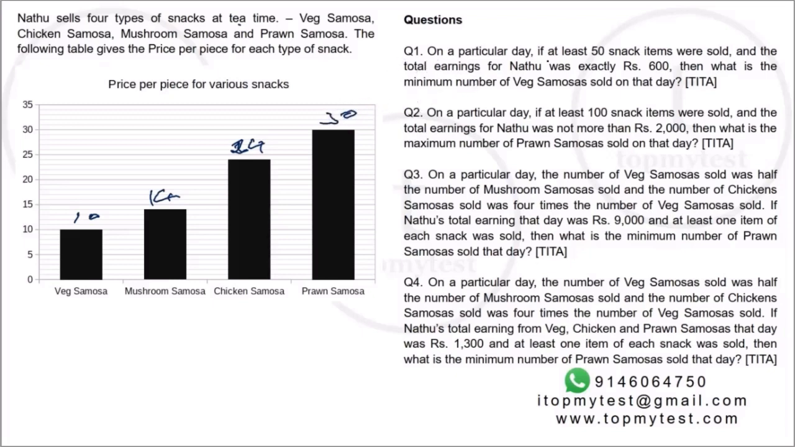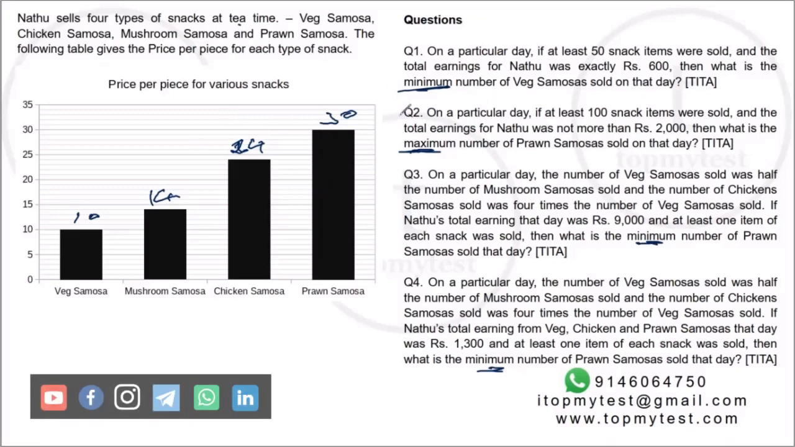Now every question has additional information. What can be the minimum number? What can be the maximum number? It's a standard optimization sort of problem. Nothing much to do with the data which is given to you. Let's go to the individual questions and solve them one by one.